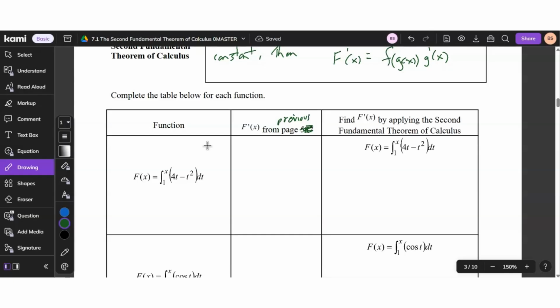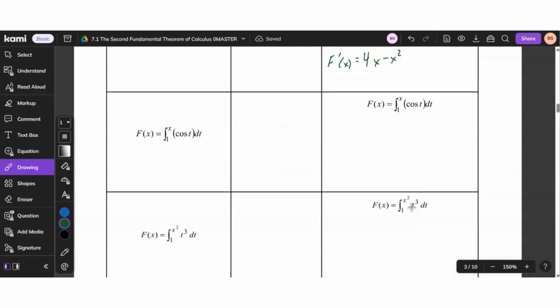Okay, so f prime from here was 4x minus x squared. And if I apply the second fundamental theorem of calculus, then f prime of x is going to be equal to 4, and I'm just going to put that x in, so 4x minus x squared, multiplied by the derivative of that function that's up here in the integral, so in this case that's 1, and I would get 4x minus x squared. Now that one's a pretty easy one, so it obviously works out. What about if we do something with trig, or then when we get into the x squares?